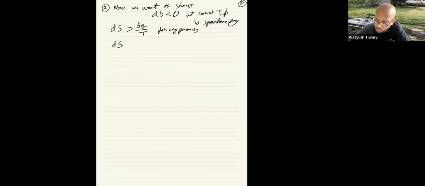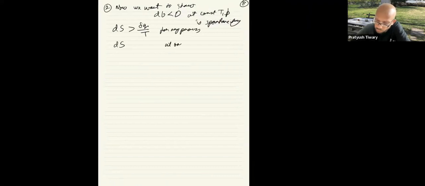What can we say about this at constant pressure and temperature? We are talking about constant pressure and temperature, right? So what can we say about delta Q at constant pressure? Your hint is don't worry about temperature at this point. If it's a constant pressure process, what happens to delta Q? Remember Cp? How did we define Cp? Heat capacity at constant pressure.